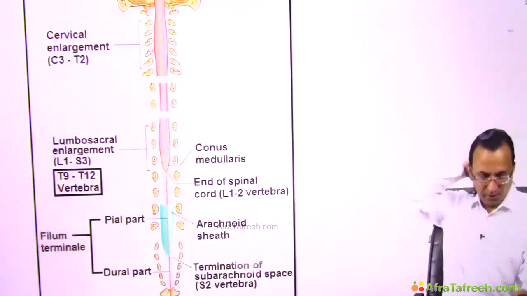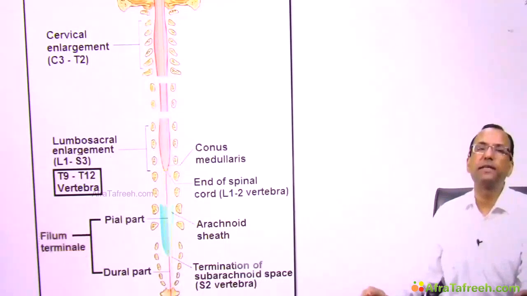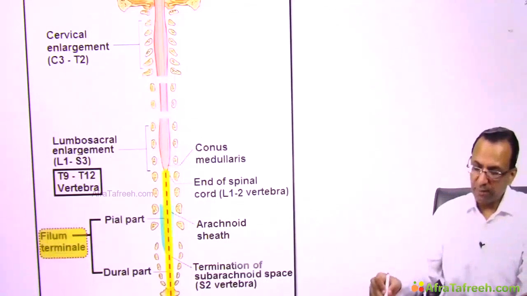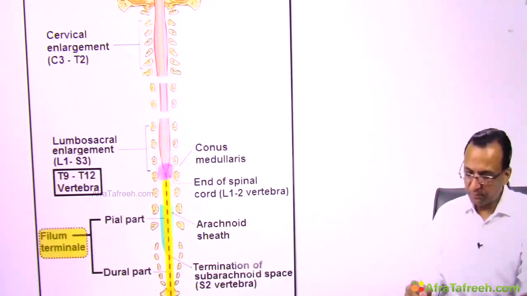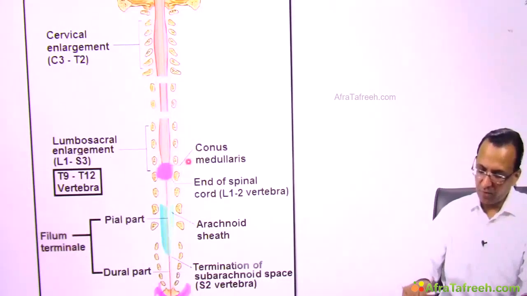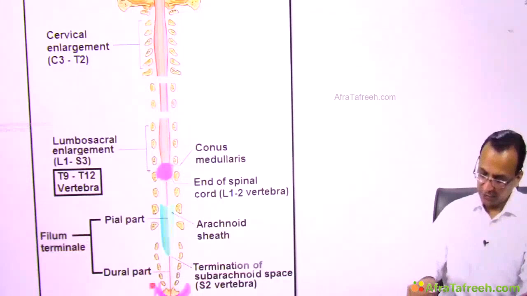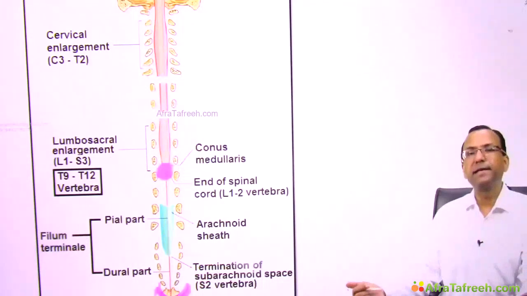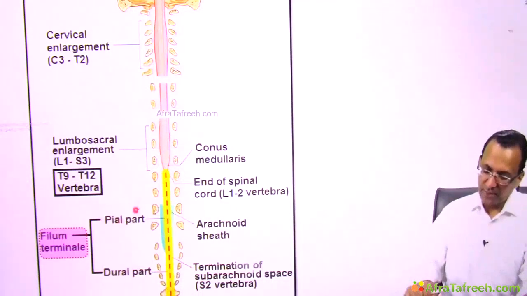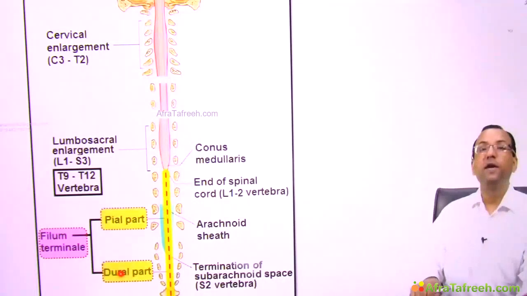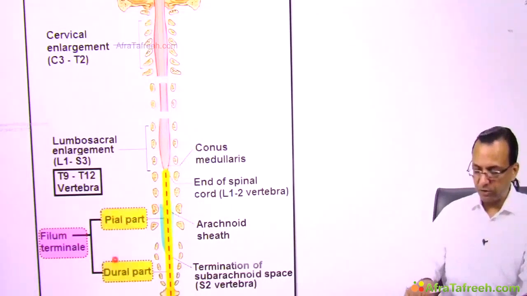And what is the filum terminale? It is a collection of collagen fibers connecting the tip of the spinal cord with the coccyx bone down there. The filum terminale has 2 parts: a longer pial part and a shorter dural part.